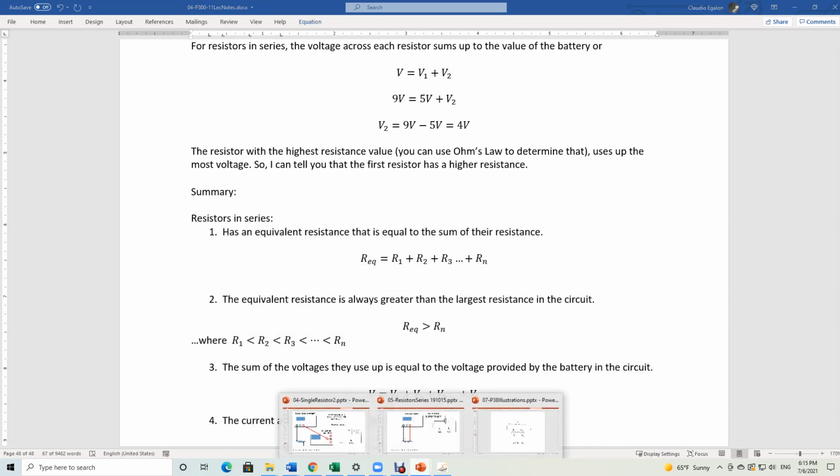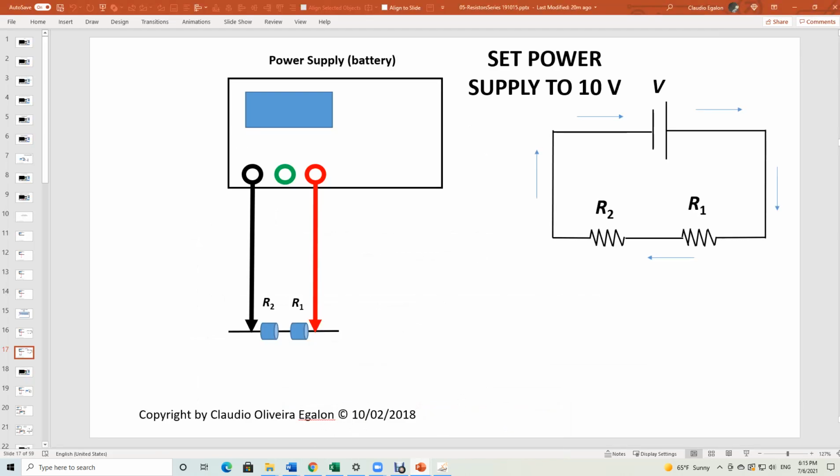So here you go. Let me show the drawing here. Do you see my circuit here? Those arrows are indicating the flow of current. So the current flowing through resistor 1 is equal to the current flowing through resistor 2. The velocity of your electric charges doesn't change here. It's the same throughout the whole circuit.